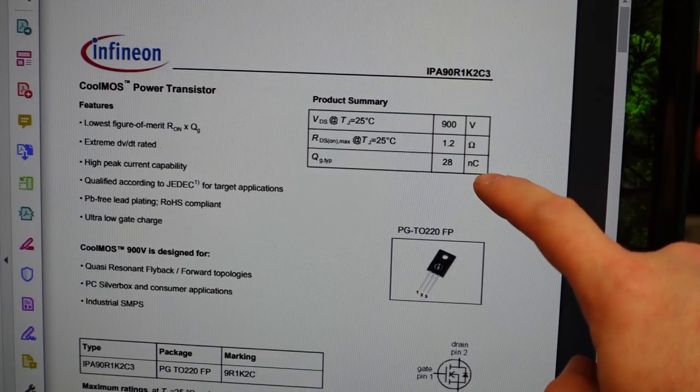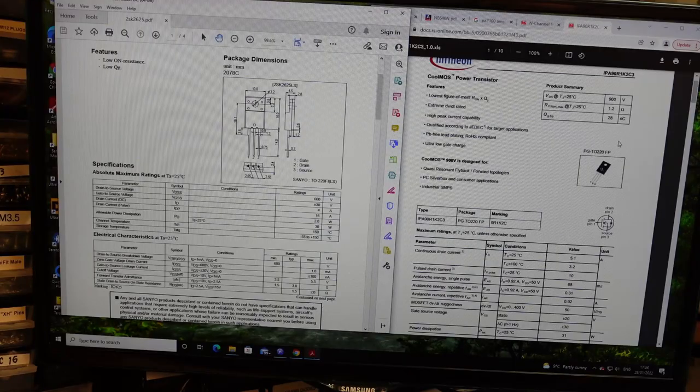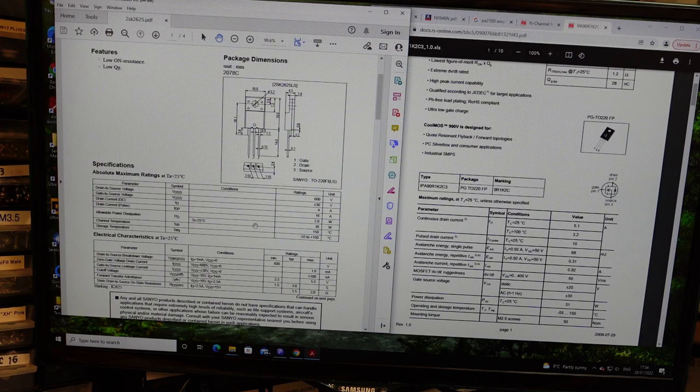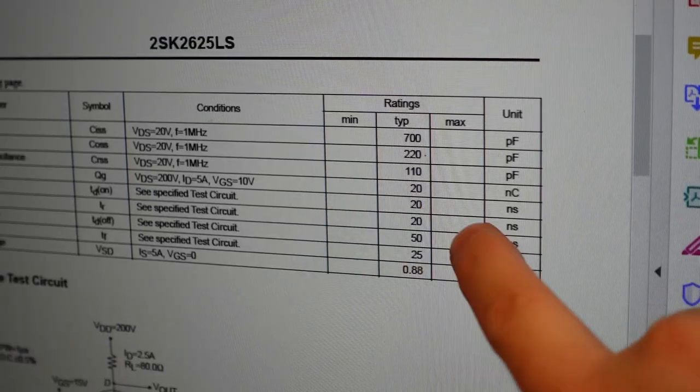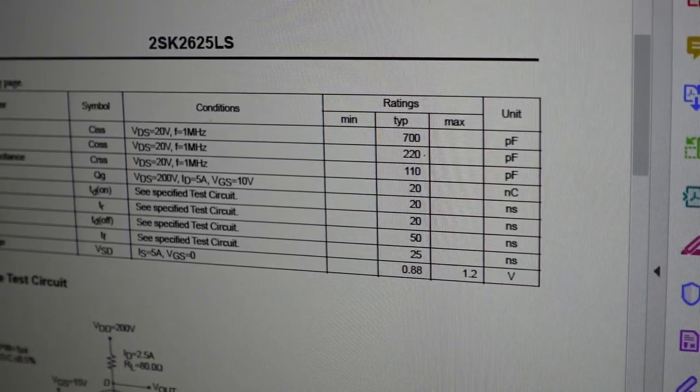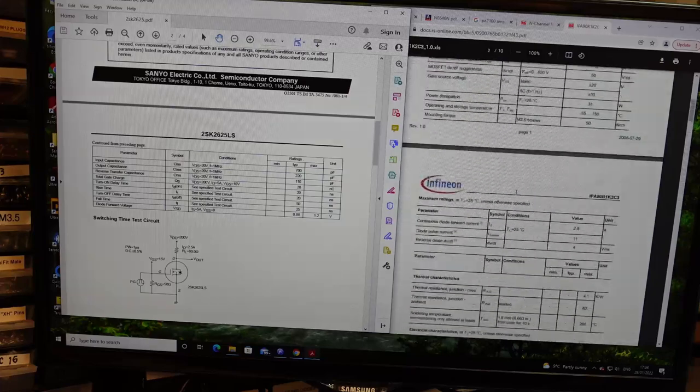The gate charge on this is 28 nanocoulombs, which is pretty low. Let's check what it is on here. Yeah, 20 on this one. It's pretty similar. So I'm going to fit this part and see how it gets on.